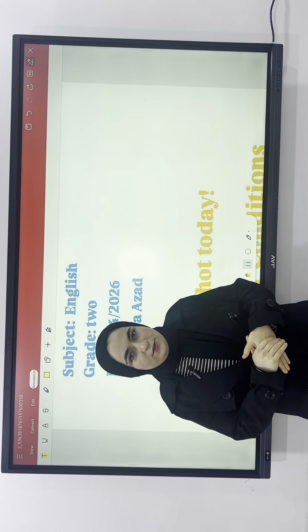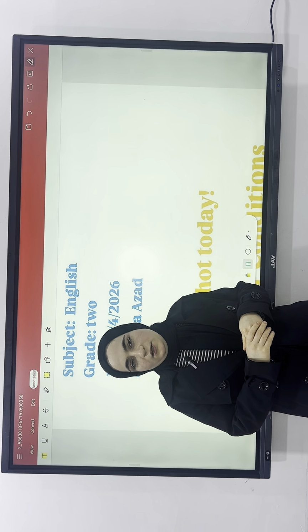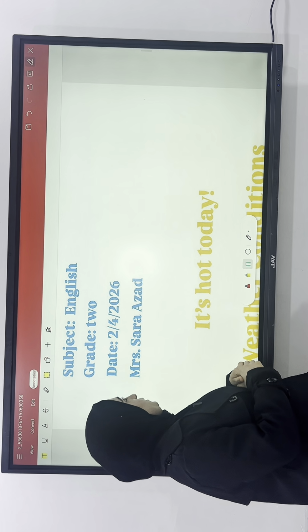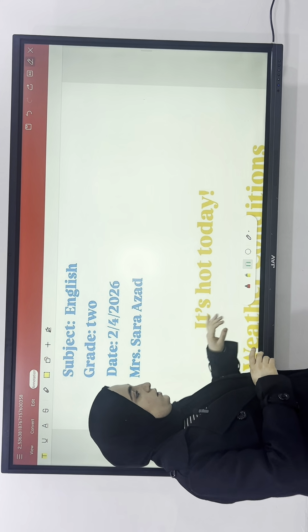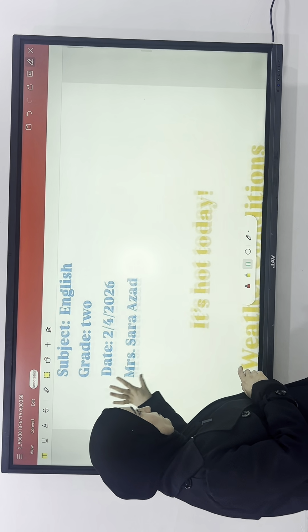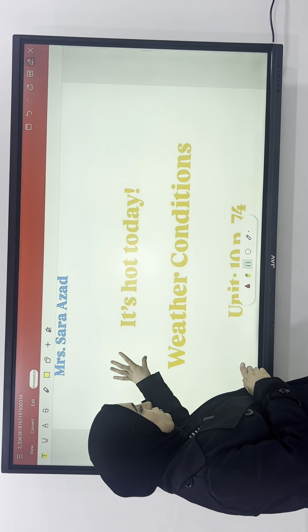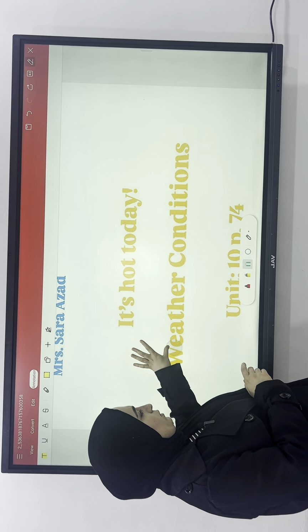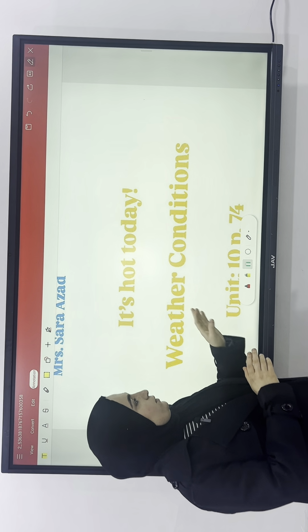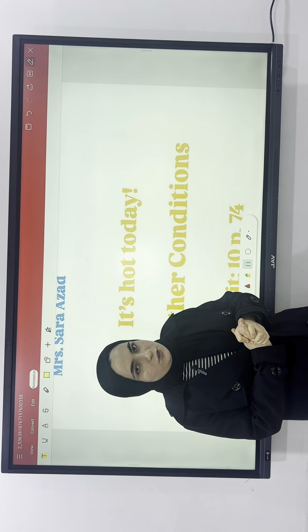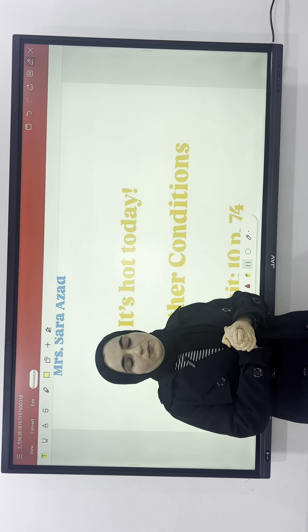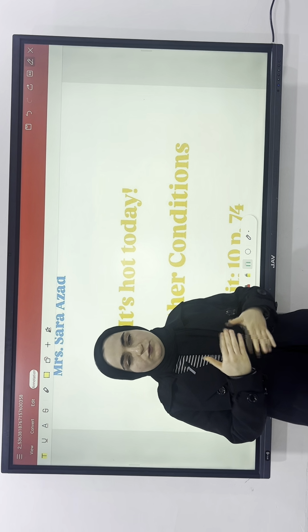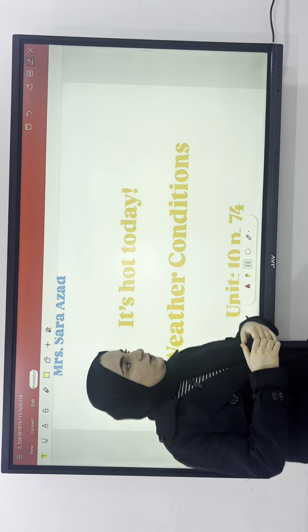Today in English lesson we are going to talk about unit 10 and weather conditions. It is hot today, so if you have the book, open your book to page 74 and then we'll talk about weather conditions. First of all, we will do the vocabularies, the types of weathers, and then we will do the reading.